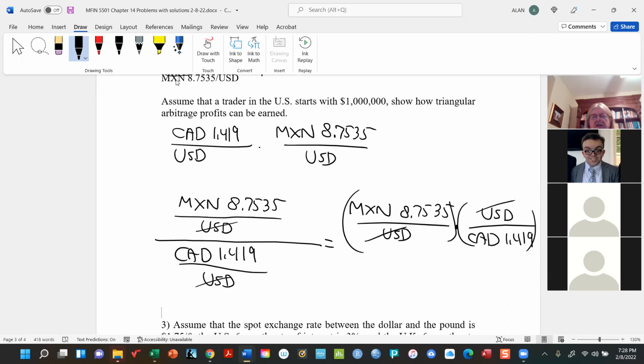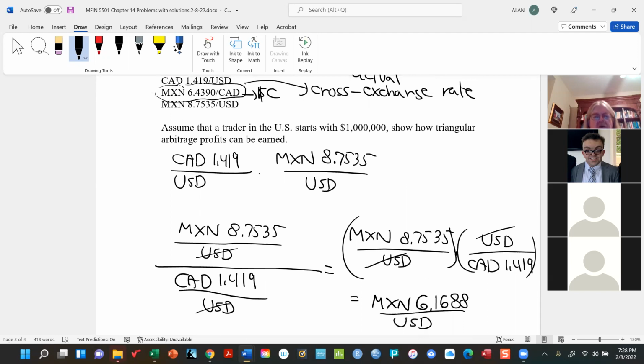So the ratio here, if you take 8.7535 divided by 1.419, you'll get approximately 6.8168, I guess we could call it 1688 per dollar. Now we come up here and we see that, oh, wait a minute. No, the actual quote they gave us was 6.439. So that means there's an arbitrage here somewhere.